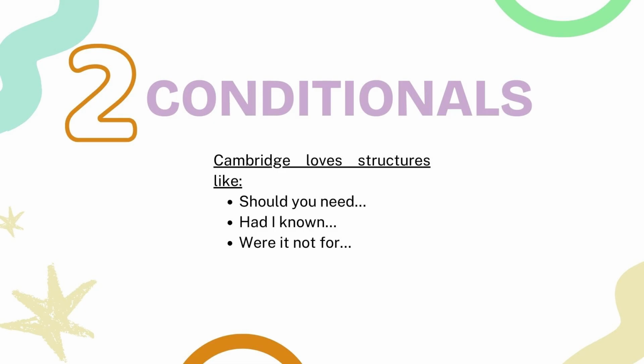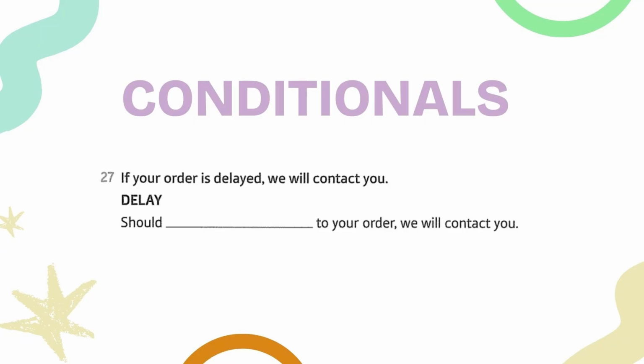The second pattern that you're likely to see are conditionals. These are extremely common. Cambridge loves structures like should you need, had I known, were it not for. These look advanced, but they're simply alternative ways to express conditionals. Again, it's not about the vocabulary, it's about the structure. So let's take a look at an example of a conditional transformation. If your order is delayed, we will contact you. You've got the keyword delay. The first word of the second sentence is should. So this is a really formal way of saying if this happens, this is what we will do.